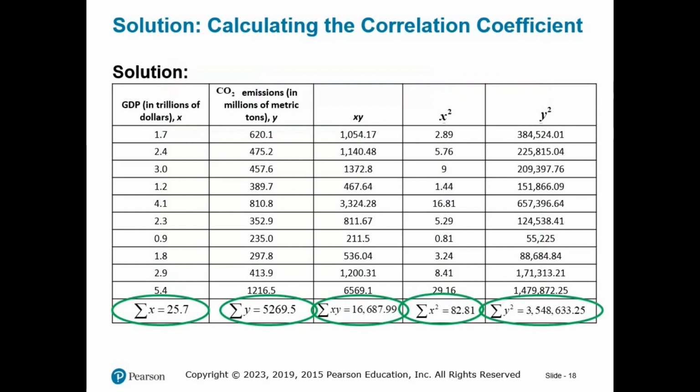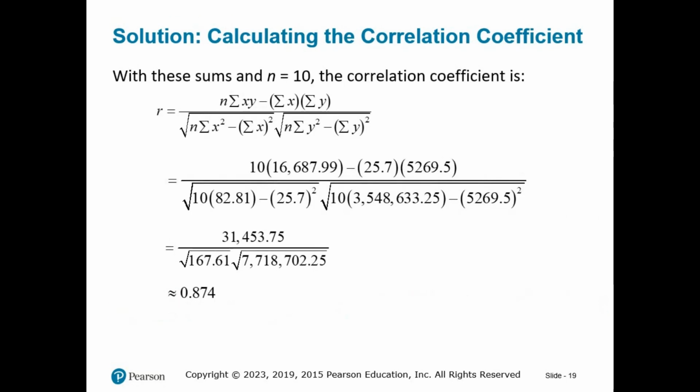Finally, we take all 5 of those sums and we use them and n, the number of xy pairs, to plug into the formula. Now, if you do all that perfectly and get everything exactly in its right place into this awkward looking formula, you will get the value of r, the correlation coefficient.